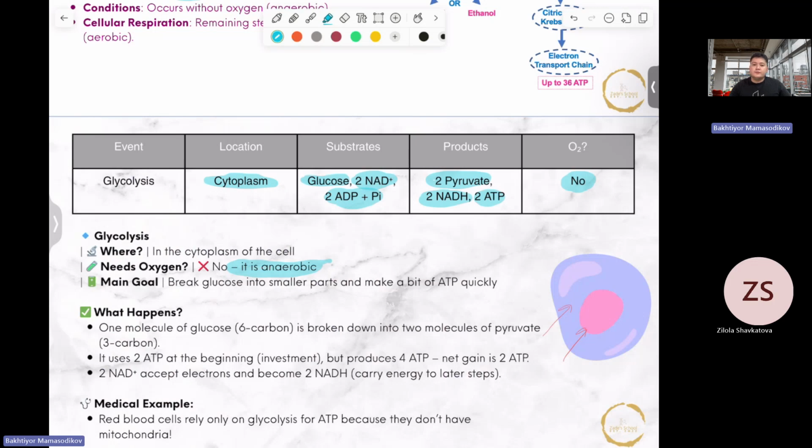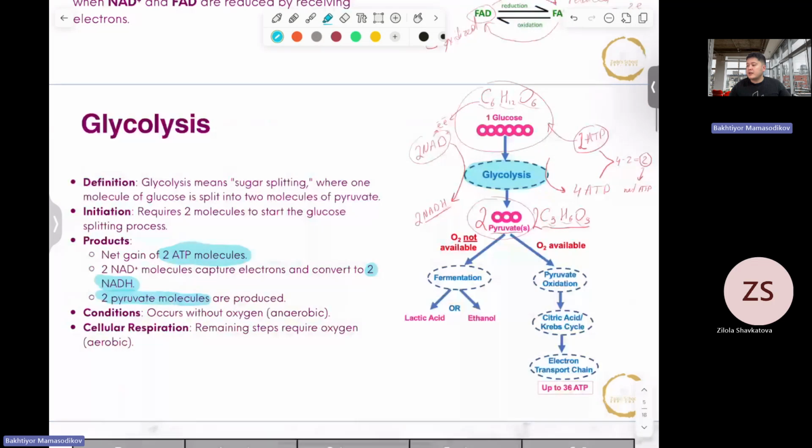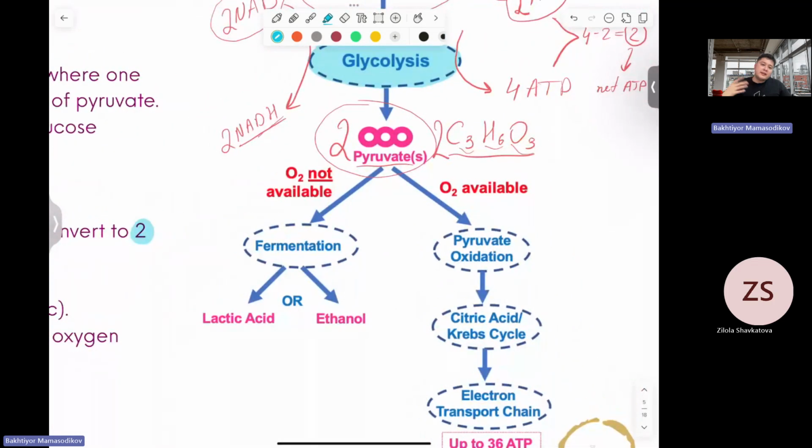Okay, so then what next? We made the pyruvate. So what's next? Oxygen decides the next step, okay? Depending on whether oxygen is available, the pyruvate takes 2 different paths. If oxygen is not available, what's going to happen? The pyruvate becomes lactic acid, or it becomes ethanol, okay? No more ATP is made after glycolysis. This happens during intense exercise when muscles lack oxygen.